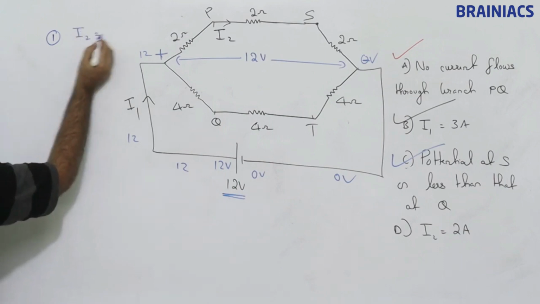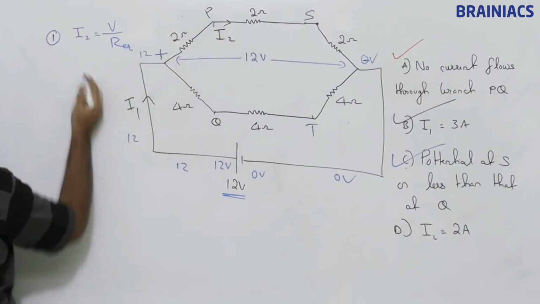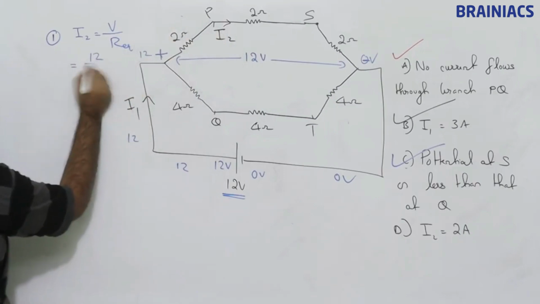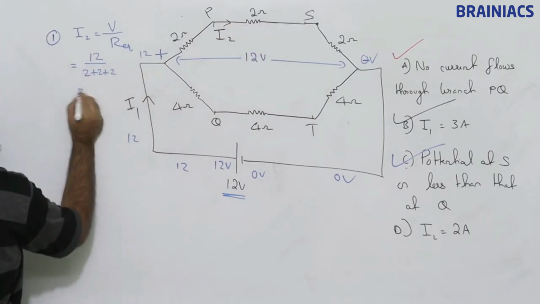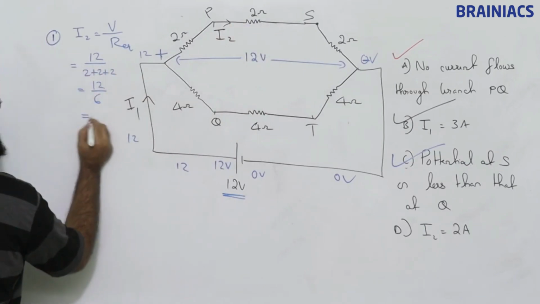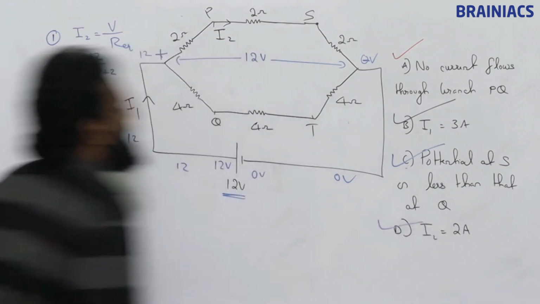I2 is going to be V by R equivalent across that. So this is equal to 12 divided by 2 plus 2 plus 2. So this is going to be 12 by 6, which is equal to 2 ampere. So option D is also correct.